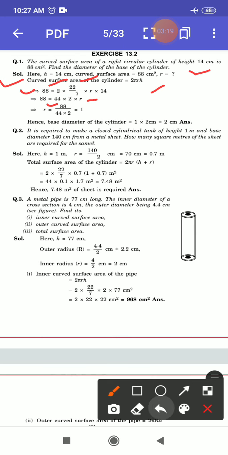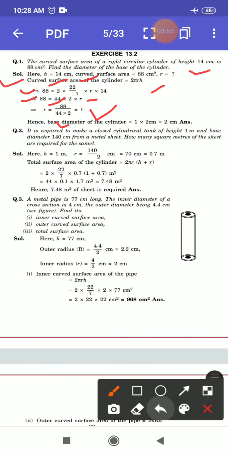Then after, r is equal to 88, and these 44 into 22 go to the other side of the equal sign, so that means 88 upon 44 into 22. Since it is in the form of multiply, when it goes outside of the equal to it is converted into divide. So 88 upon 44 into 2, that means 88 upon 88, and that value is 1. So r is equal to 1.